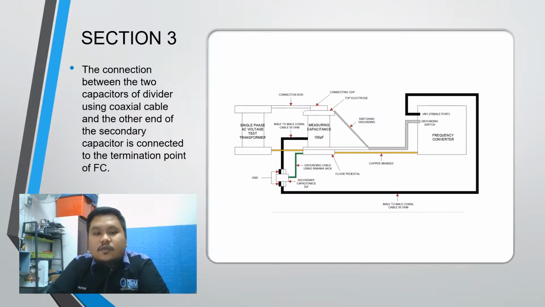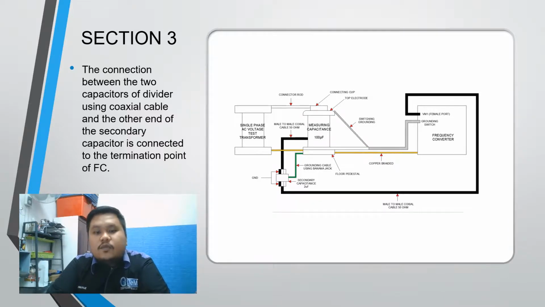The connection between the single phase AC voltage test transformer and the measuring capacitance is made using the connector rod. On top of the measuring capacitance, there is the connecting cup that holds the connector rod. Below the connecting cup, there is the top electrode. The function of the top electrode is to avoid the corona effect. The top electrode is connected to the switching grounding.